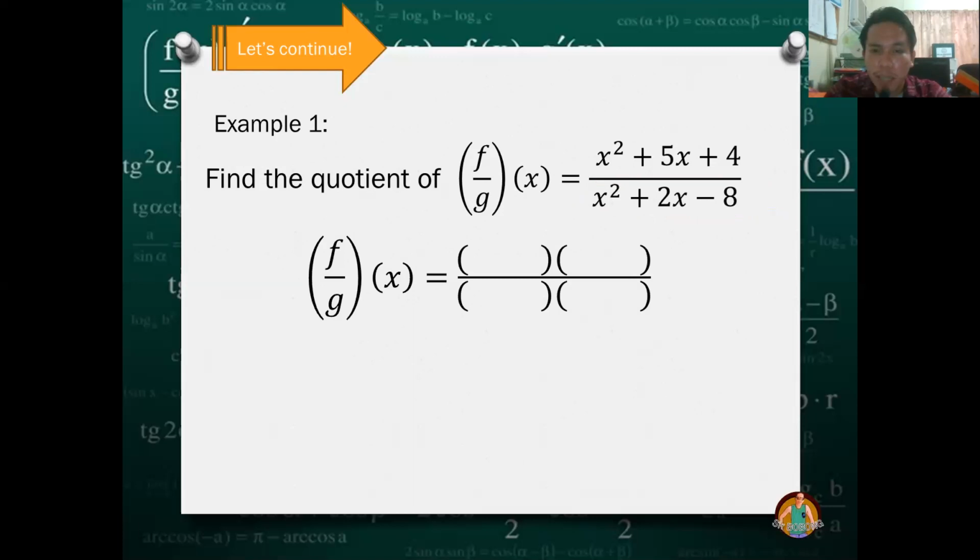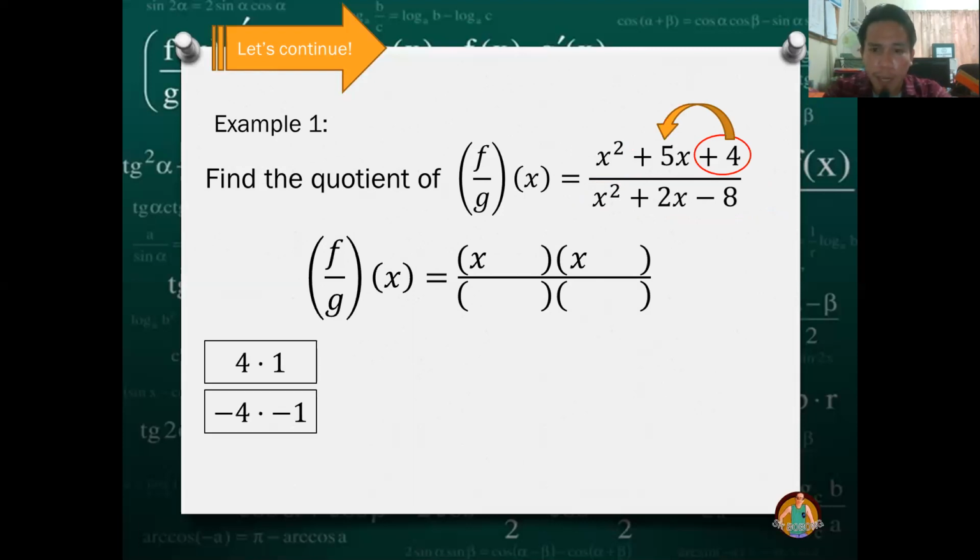Let's start with the numerator. Of course, the factor of x squared is x times x. The factors of positive 4 with respect to the middle term 5 are 4 times 1 and negative 4 and negative 1.